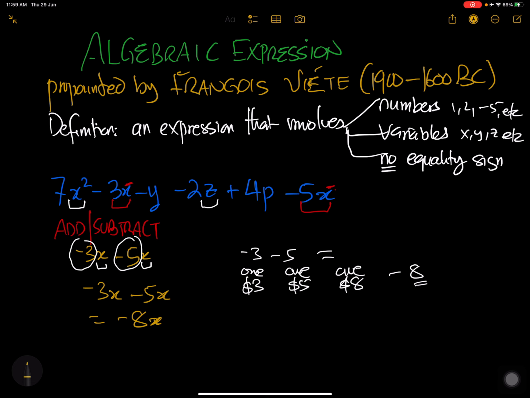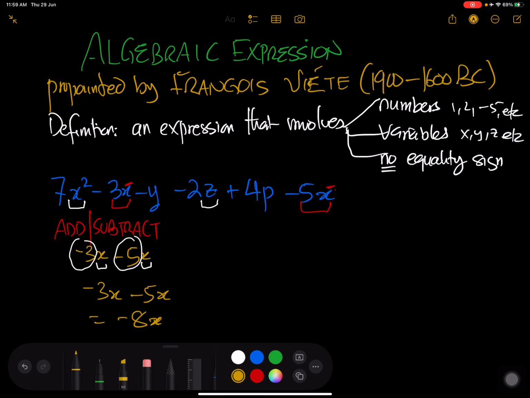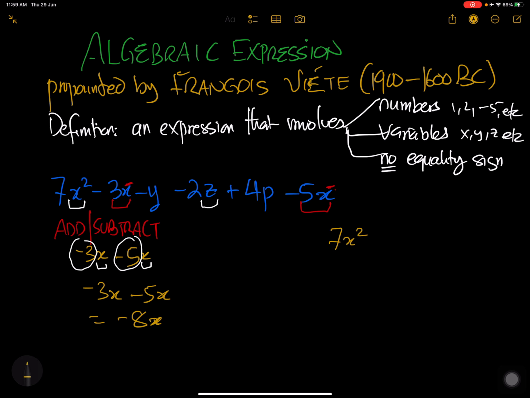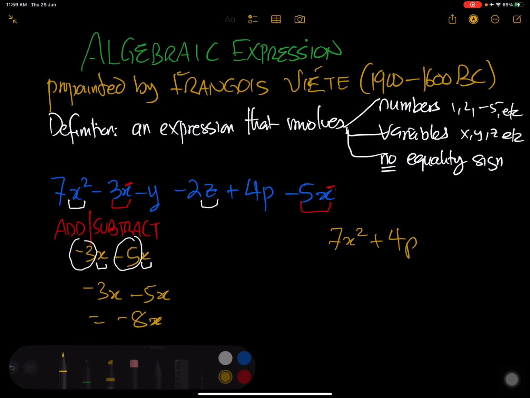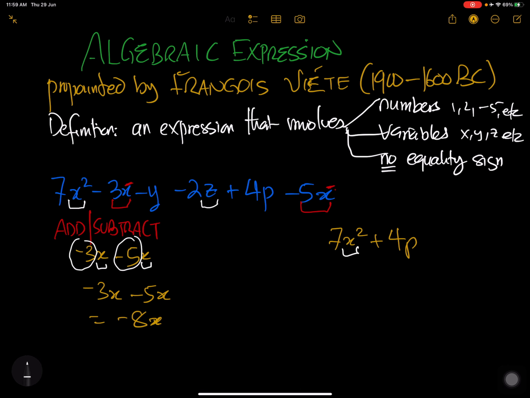Let me wipe this one off quickly. Let's say we have something like 7x squared plus 4p. You can tell by hindsight that this x squared here is different from the p. So we cannot do anything about it. We leave it as it is.